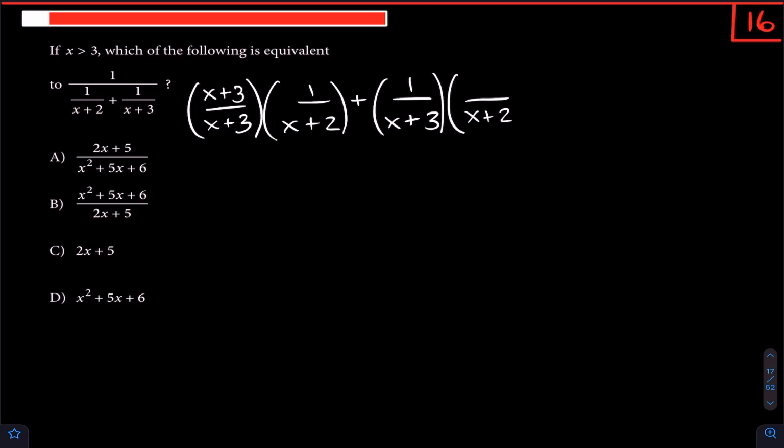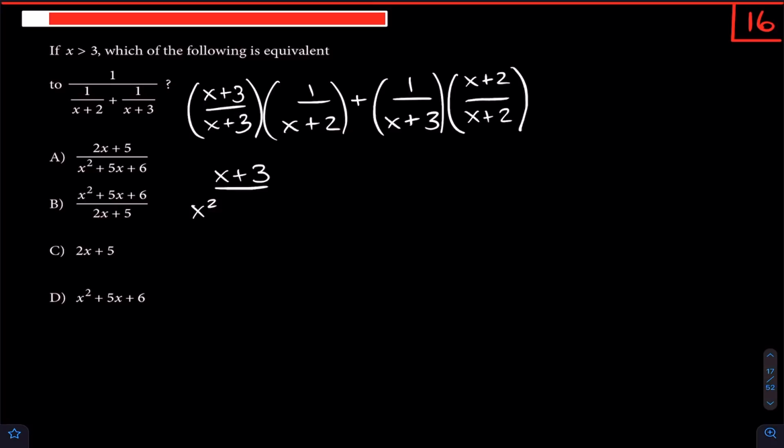So then this guy is going to get multiplied by x plus 2 over x plus 2. So this numerator here is going to be x plus 3. The denominator here is going to be the x plus 3 times x plus 2. You can multiply that out. You might even be able to see it's exactly this x squared plus 5x plus 6 that it's showing you in the answer choices. So the x times x gives you the x squared.